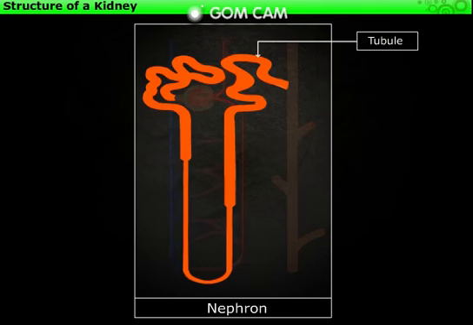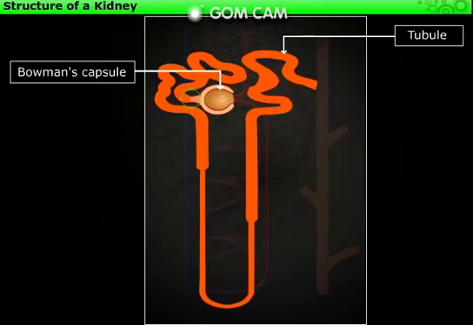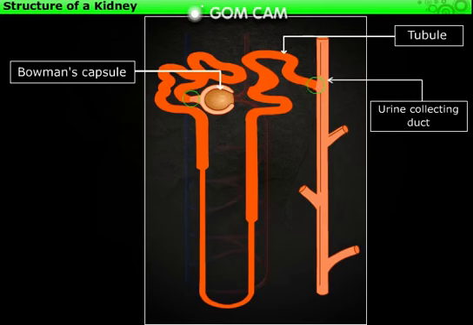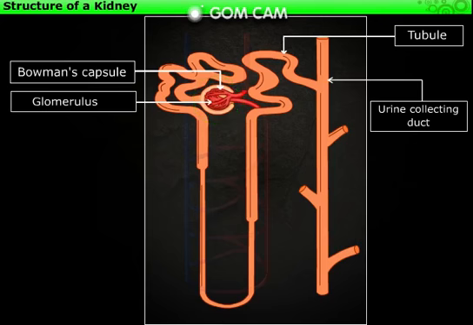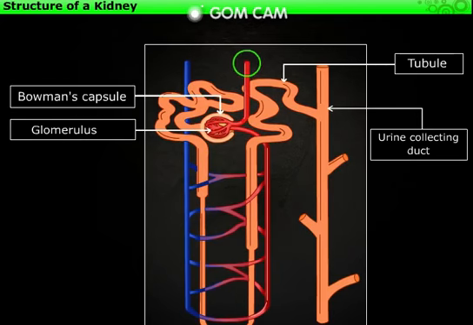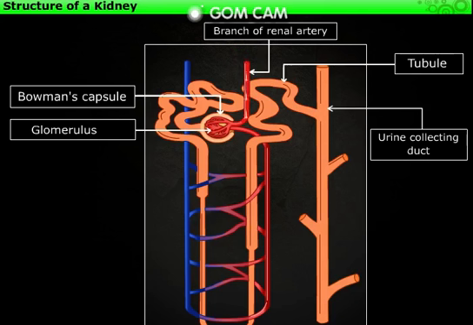One end of the tubule is connected to the Bowman's capsule, while the other end is connected to a urine-collecting duct of the kidney. The Bowman's capsule contains a bundle of blood capillaries, called glomerulus. One end of the glomerulus is connected to a branch of the renal artery. It brings the blood containing waste products into the glomerulus. The glomerulus filters the blood passing through it.